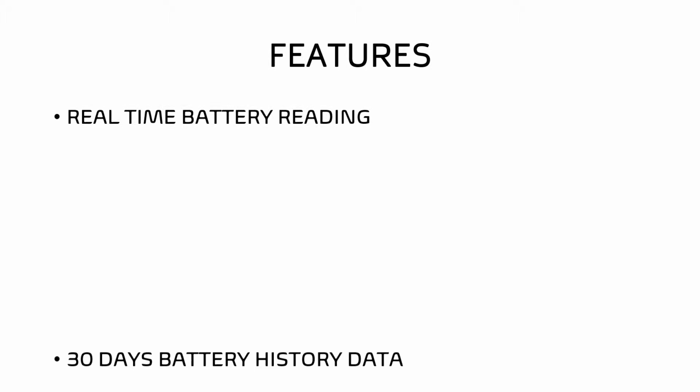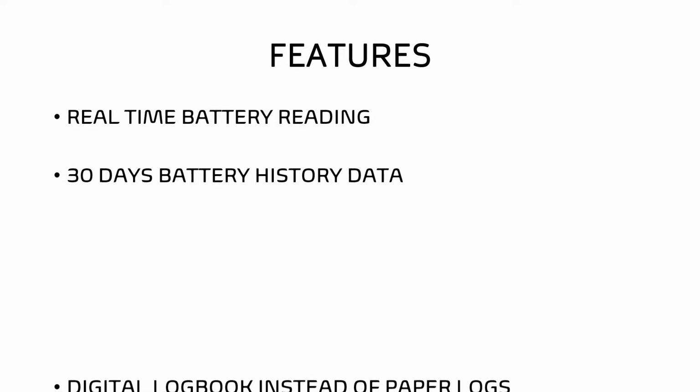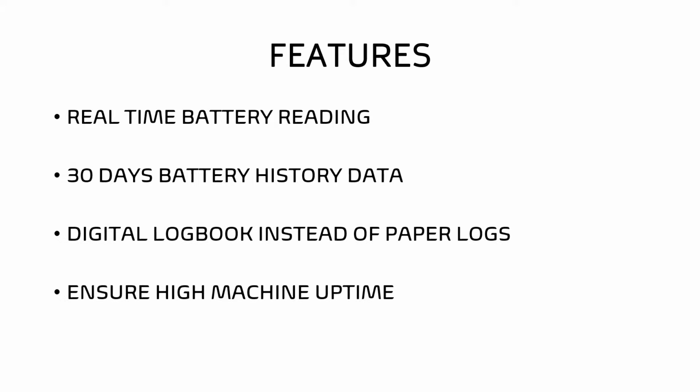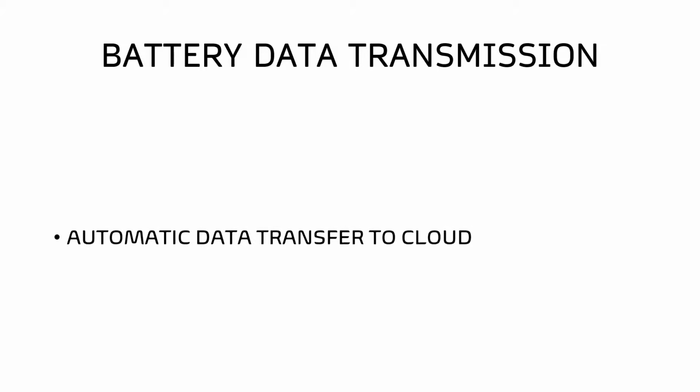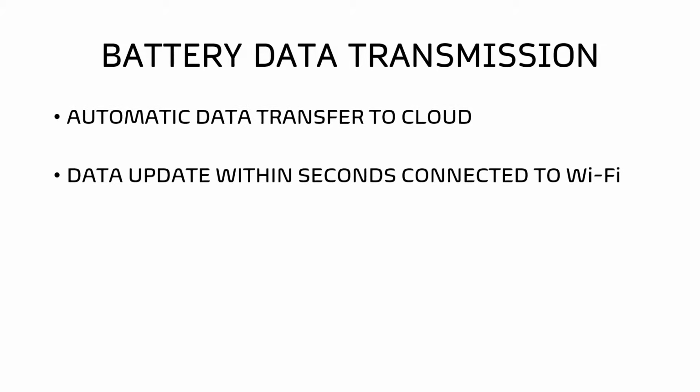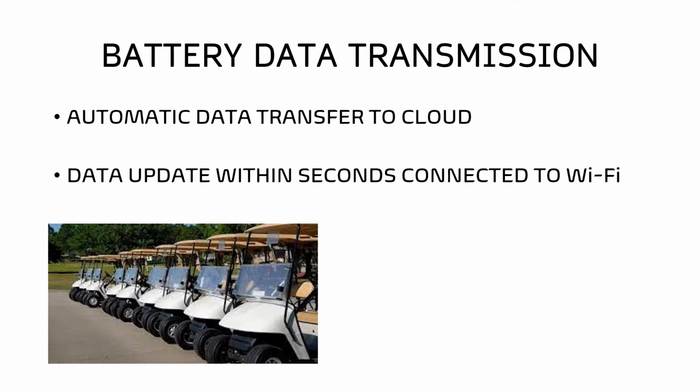Bugtrac.com features. It provides real-time battery readings, 30 days of battery history data, and a digital logbook instead of a paper log, and ensures high machine uptime. Bugtrac.com battery data transmission: it automatically transfers the data to the cloud, and the information is updated within seconds. The sensor connects to Wi-Fi.